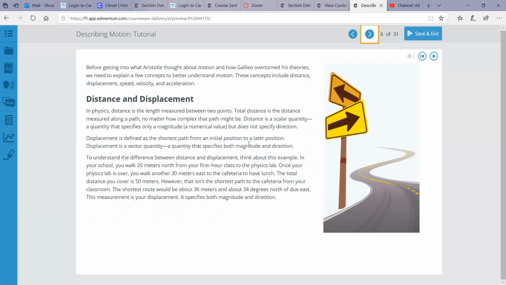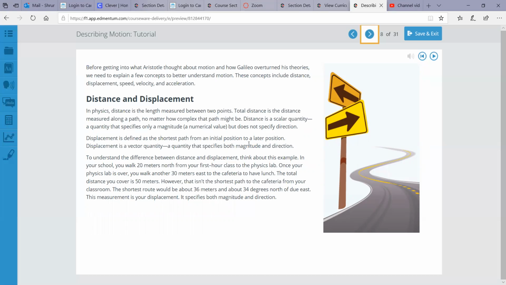Before getting into what Aristotle thought about motion and how Galileo overturned his theories, we need to explain a few concepts to better understand motion. These concepts include distance, displacement, speed, velocity, and acceleration. So first of all, distance and displacement, starting with D.